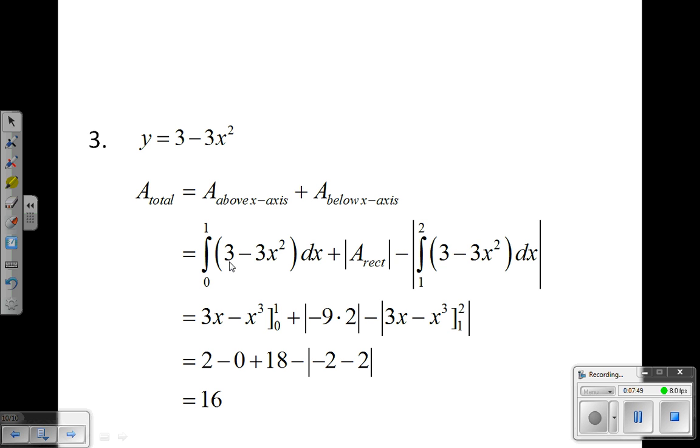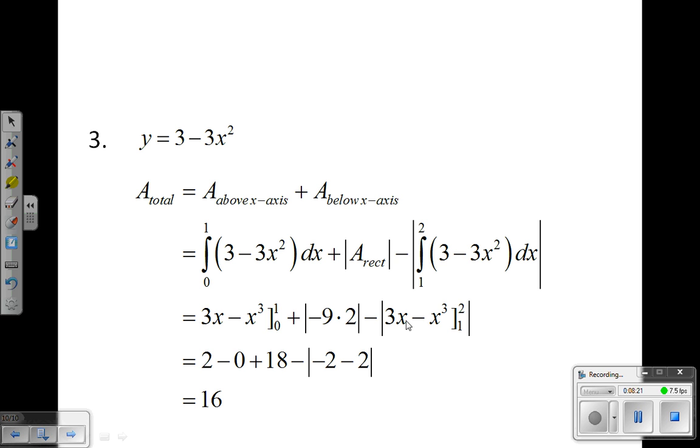So my antiderivative is going to be 3x, and for the other term, I add 1 to the exponent, it becomes x cubed, and I divide the existing coefficient by that new exponent, in this case a 3. So 3 over 3 is 1, and I'm going from 0 to 1. The area of the rectangle we said was 9 by 2. I'm looking for total area, so I'm going to put absolute values. I don't want the part that's down below the x-axis to be considered negative. Since it's total area, I want all the areas just added up, so I use absolute values of them.